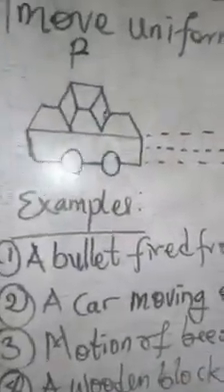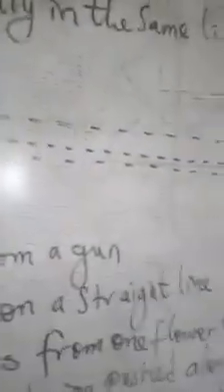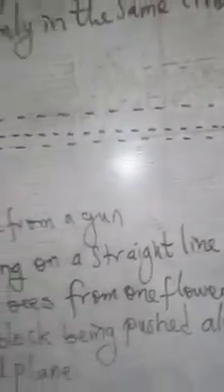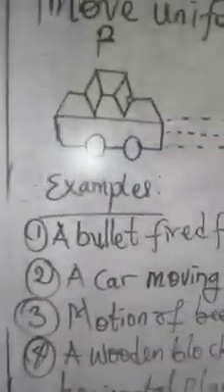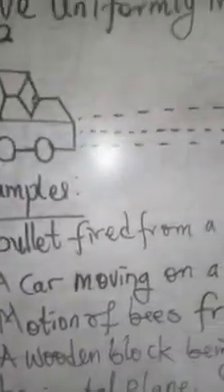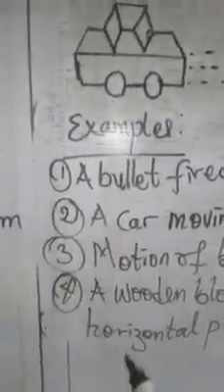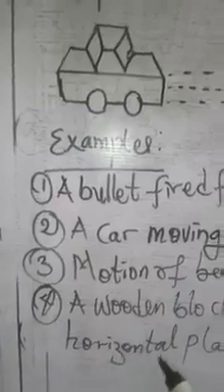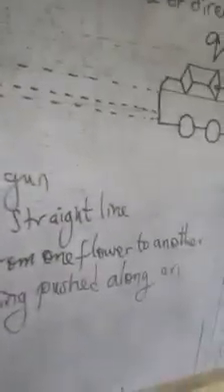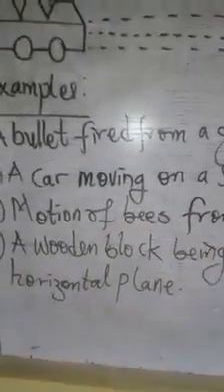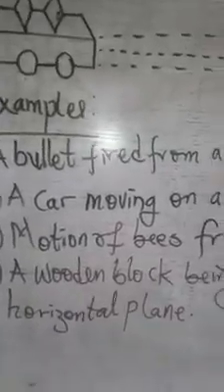Then the next one is the motion of bees, or the motion of a butterfly, as they jump from flower to flower. They don't turn around, they just move from one flower to the other when they are pollinating the flowers. Then the last one I mentioned is a wooden block being pushed along a horizontal plane. It is not a vertical plane, it is a horizontal plane, so it goes along a straight line.